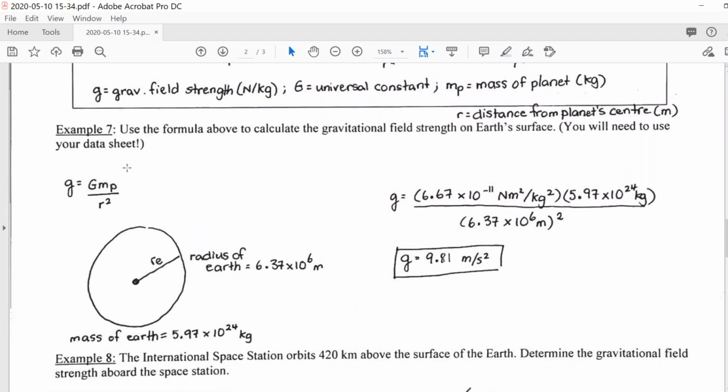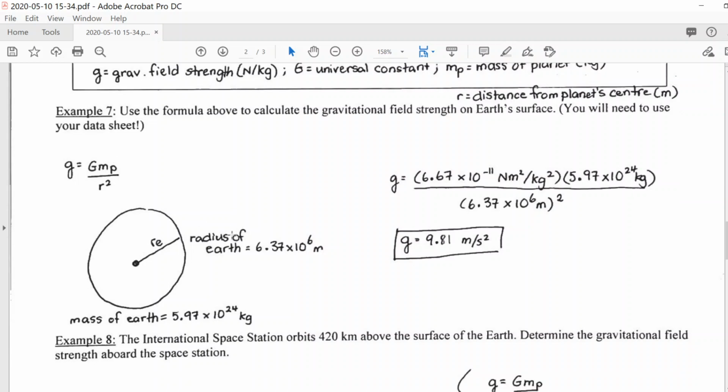So it says, use the formula above to calculate the gravitational field strength on Earth's surface. You will need to use your data sheet. So these are the numbers that I pulled off the data sheet here. The radius of Earth is 6.37 times 10 to the 6 meters. And the mass of the Earth is 5.97 times 10 to the 24 kilograms. This is my sketch of the Earth here. That's the radius of the Earth. So it's measured from the center of the Earth out to the surface of the Earth.